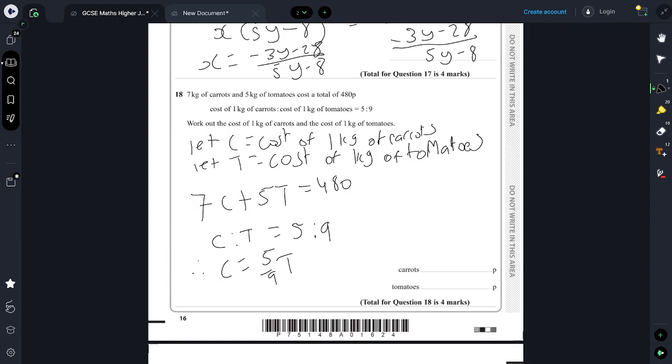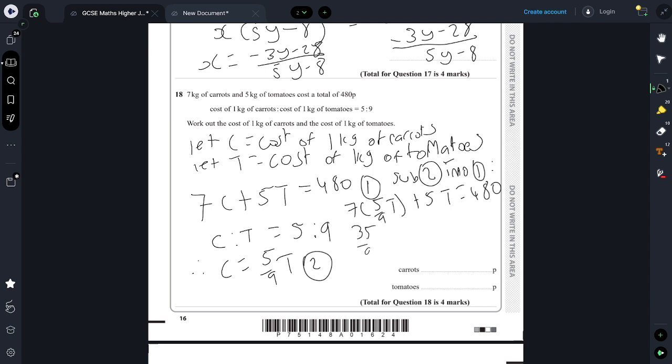Okay, so we've got two equations now, haven't we? Equation one, equation two. We can now substitute C into here. So sub 2 into 1. So 7 lots of 5 over 9 T plus 5T is 480. Well, 7 times 5 is going to be 35 over 9 T plus 5T is 480.